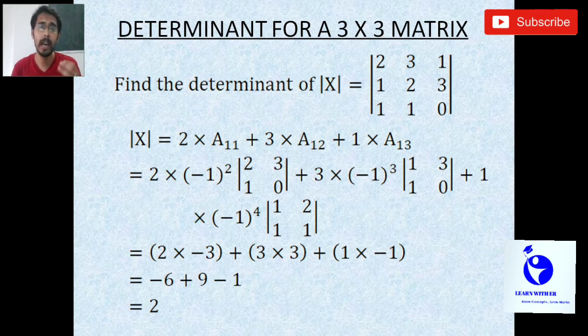Now we are here finding out the determinant of a 3 cross 3 matrix. Let us take this particular matrix. 2, 3, 1, 1, 2, 3, 1, 1, 0. These are the 9 elements of this particular matrix. Now in order to find the determinant, as I have mentioned, cofactor is the most important tool, and we had represented cofactor by capital A with the address of the element. So now what we are going to do, in order to find out the determinant, we need to target any one of the rows.